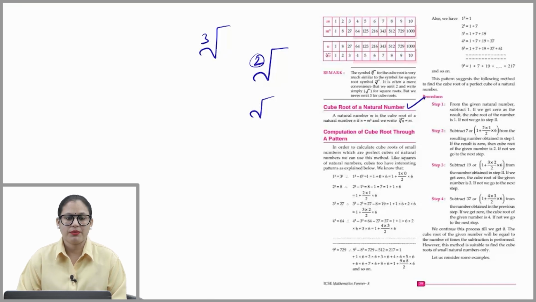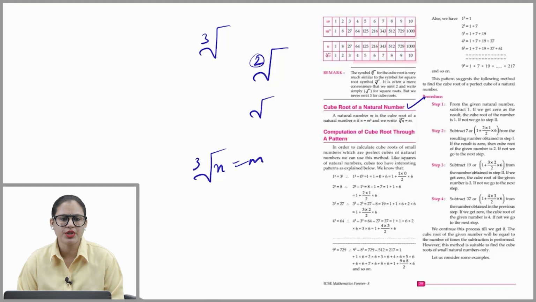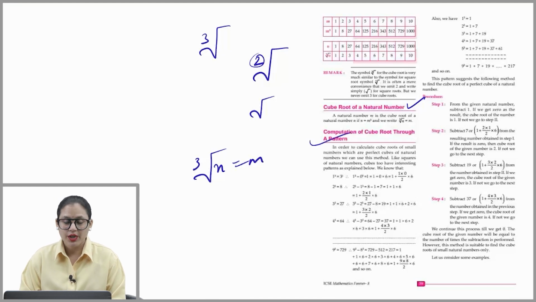Cube root of a natural number. A natural number m is the cube root of a natural number n if n is equal to m cube, and we write it like this: cube root of n is equal to m. Now, computation of cube root through a pattern. In order to calculate the cube roots of small numbers which are perfect cubes of natural numbers, we can use this method, like squares of natural numbers. Cubes do have interesting patterns as explained below.